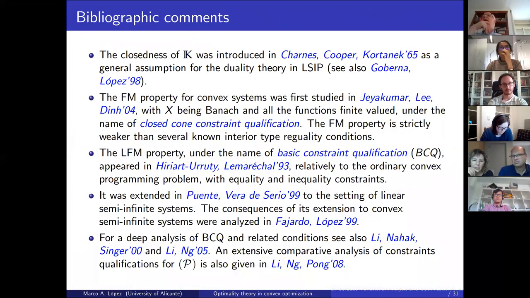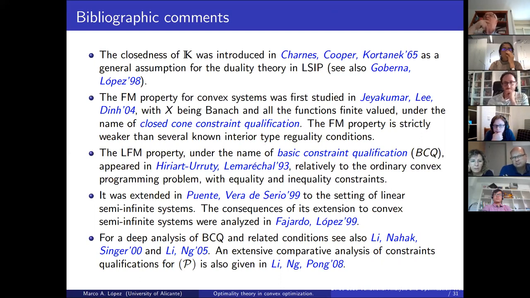The closedness of K was introduced by the pioneers of semi-infinite programming, Charnes, Cooper, and Kortanek in '65, in a series of papers that constituted the origin of linear semi-infinite programming. Together with Miguel Goberna, in our book in 2008, we exploited this property in different contexts, even from the algorithm point of view, but especially in the duality theory for linear semi-infinite programming.